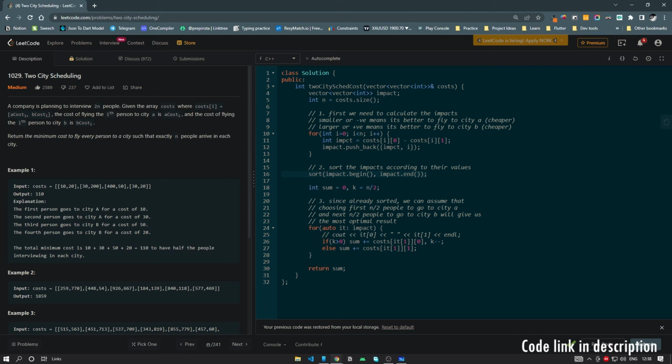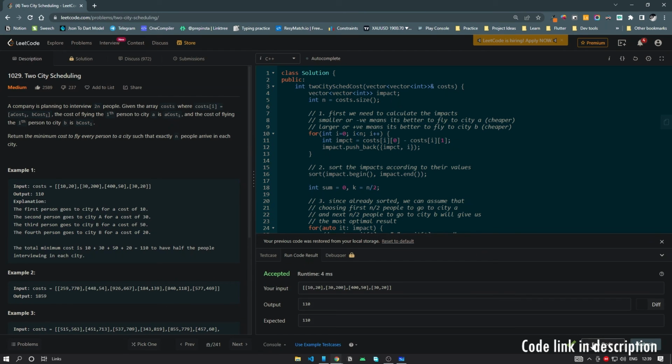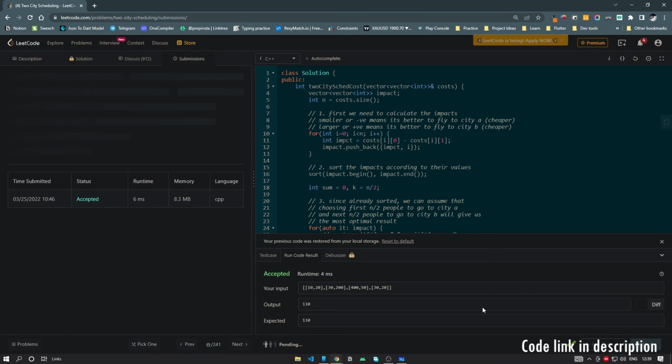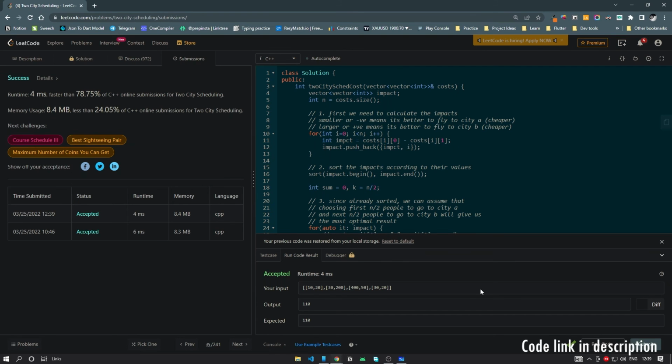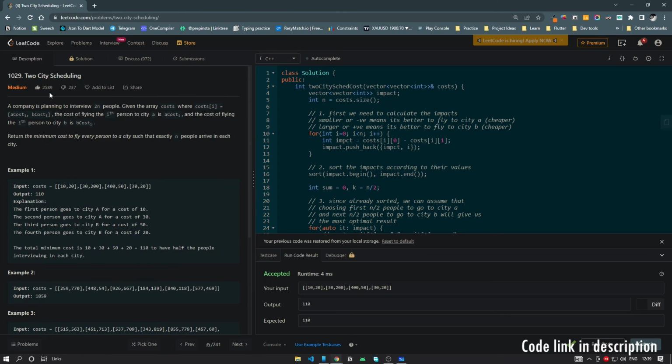And for the last part, since our relative difference array has already been sorted, we can safely assume that choosing the first n by 2 people to go to city A and the next n by 2 people to go to city B will give us the most optimal result. Thus we are doing the same and returning our sum. Let's see if it executes successfully, which it does, and let's submit to see if our answer is correct or not, which it is, and that is how we solve this very interesting problem, two city scheduling.